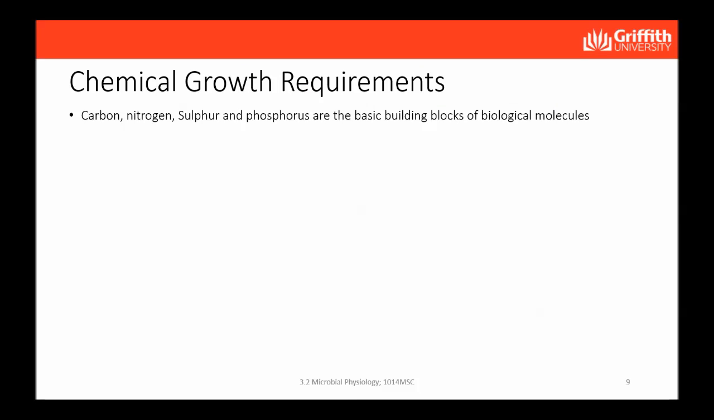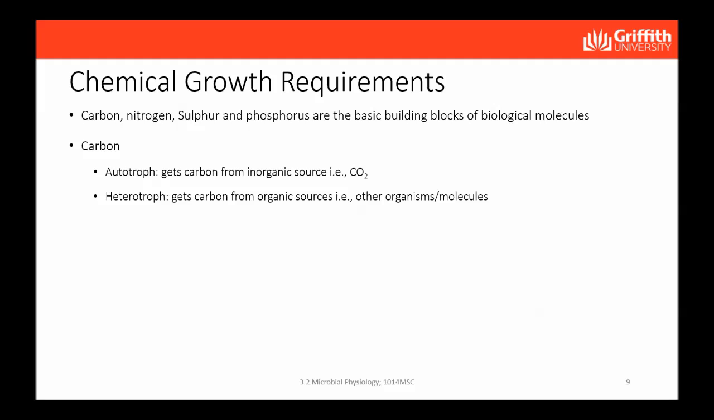Carbon, nitrogen, sulfur, and phosphorus are the chemical growth requirements for bacteria to grow. These compounds act as the basic building blocks for biological molecules. Autotrophic bacteria acquire carbon from inorganic sources, such as atmospheric CO2, while heterotrophs acquire carbon from organic compounds, such as other organisms, plants for example.